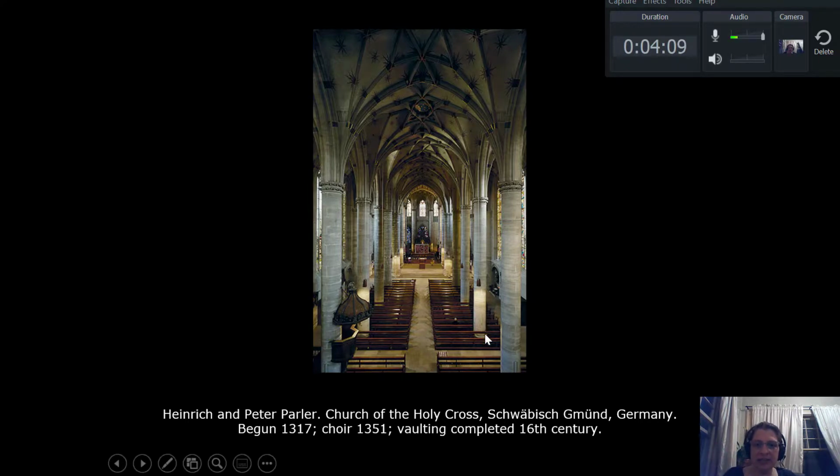And here we see that our columns have become quite slender. We still have the Gothic pointed arch. So even though we're looking at a different style of Gothic architecture in this new format, there are still things that are definitely crossing over into this format.